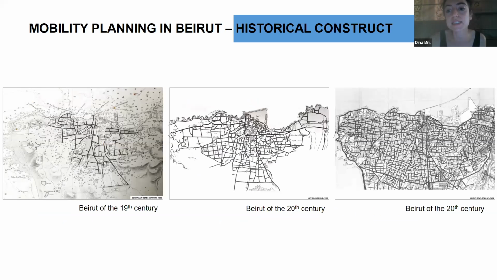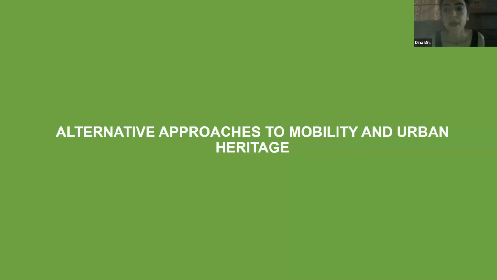So as you can see here in a brief historical overview of Beirut's development of networks of roads, it has always favored roads and highways cutting through the rural agrarian character of the city. However, in the past decades, we have seen alternative approaches that criticize the normative planning approach.